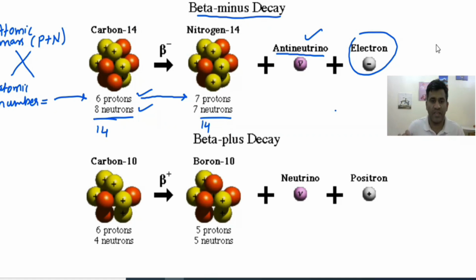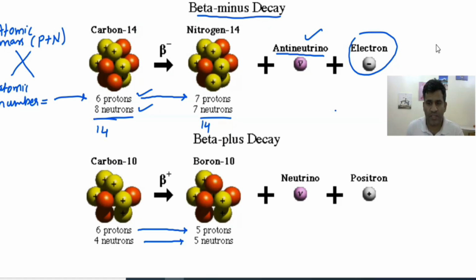But in the exam they may ask you about the beta plus decay as well, the same thing. When the beta plus decay occurs, as I told, the proton will be combined with the electron and converted into a neutron. So in beta plus decay, the proton number decreases by 1 and the neutron number increases by 1. Look at here, before there were 6 protons and it is converted into 5 now, and there were 4 neutrons before, it is converted into 5 now. So the atomic mass remains the same, only the atomic number of that element changes. That is how it is getting converted.